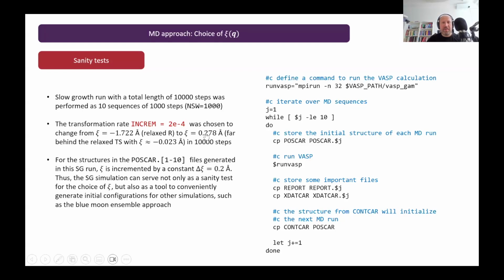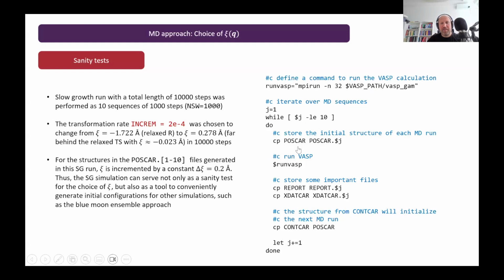So with this setting, I reached this state, which is well behind the expected transition state, expected based on the static approach result, which is close to 0. Now, this is how I perform the calculation. So here I define the command which runs VASP. Then I iterate over MD sequences.